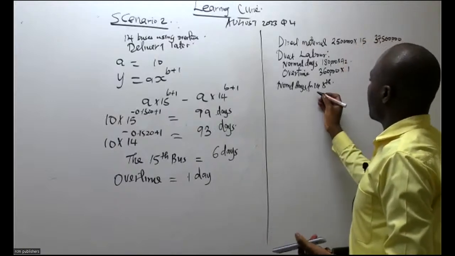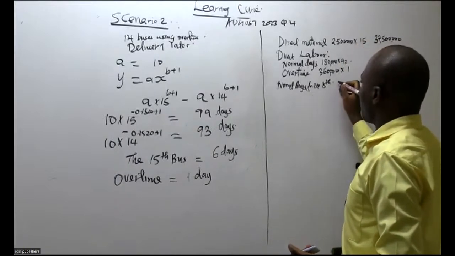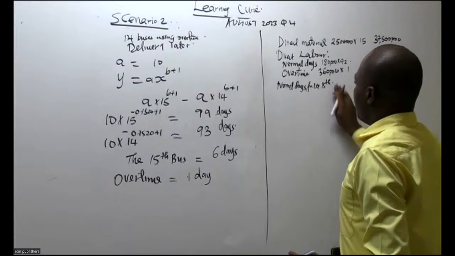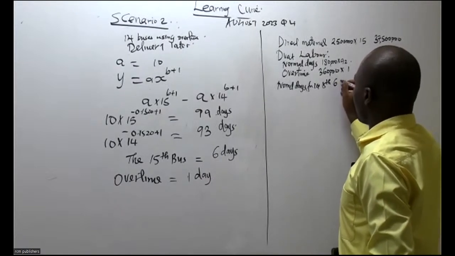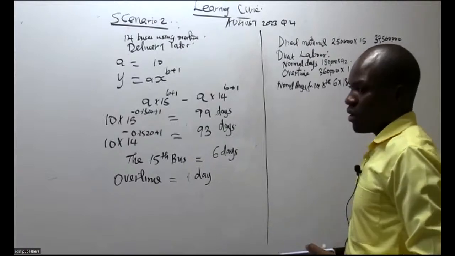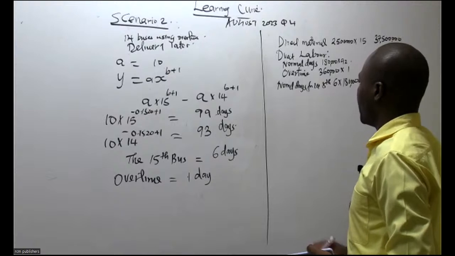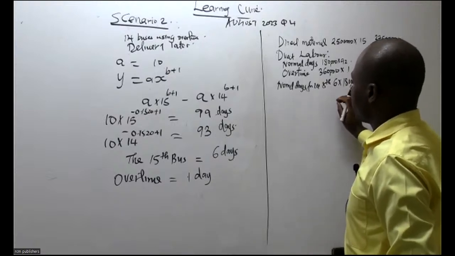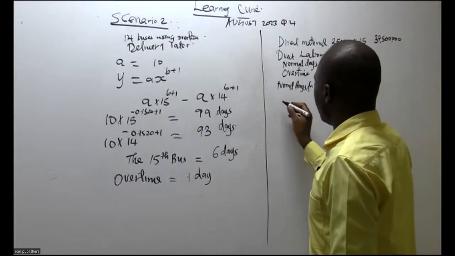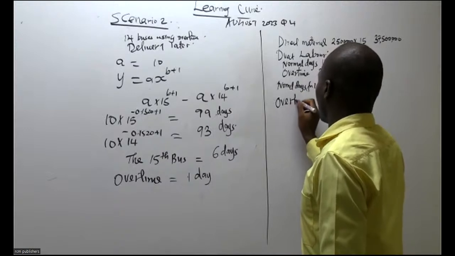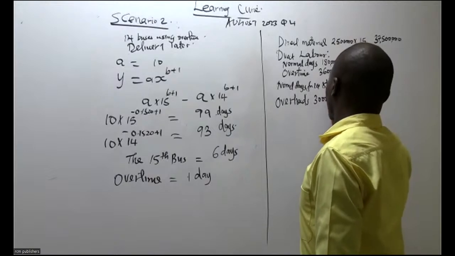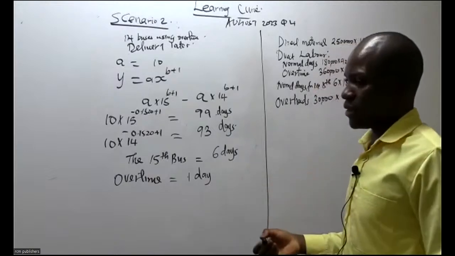So I'll be taking that one bus multiplied by the number of days, which is 6, I multiply by the normal rate per day. So that one will give me the direct labor. Then I need to have overheads. Sasa hapa nitashika watu. Overheads are allocated at 30,000 shillings per day for the normal working days.